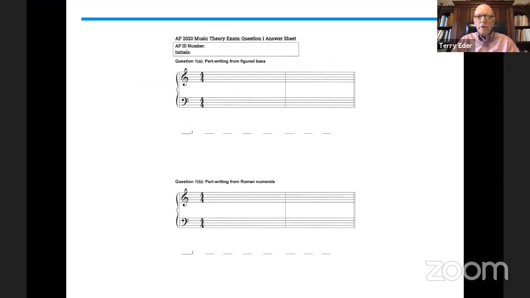There's what I showed you just a moment ago. There is the answer sheet. And so you see that it is completely blank, except for the grand staff and the time signature, and then the lines for the Roman numerals down below there. Up above, you would write your AP ID number in there and your initials. And so that's what that looks like.